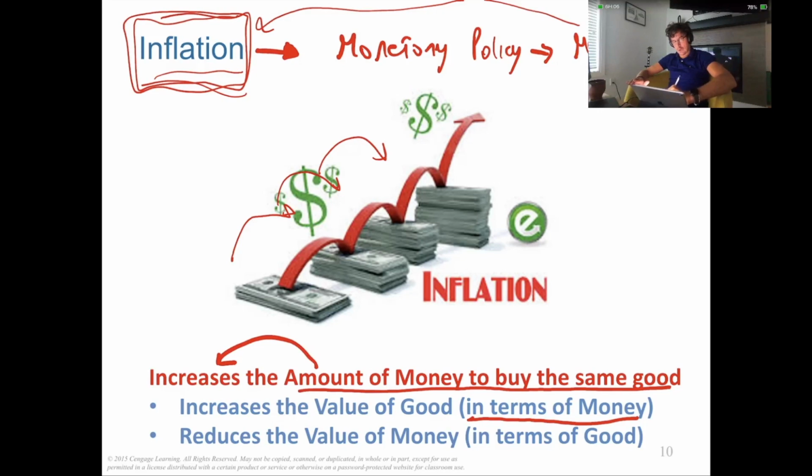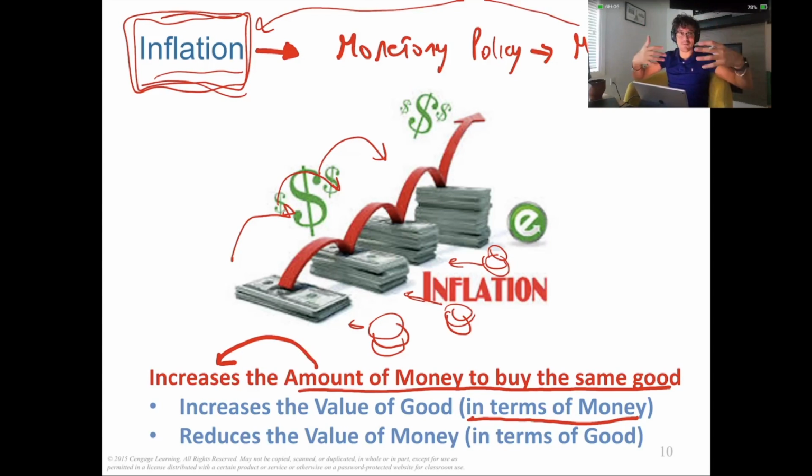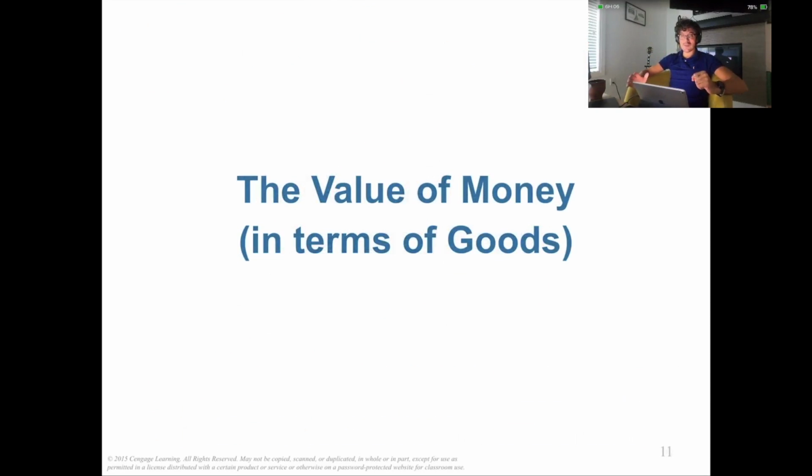So for the same amount of goods, let's suppose here you have a burger, now you need over time more money to buy the same amount of goods. So the value of goods with respect to money goes up, but inflation, which is caused by monetary policy printing too much money, causes the value of money to go down. So now we are ready to understand the value of money in terms of the goods.